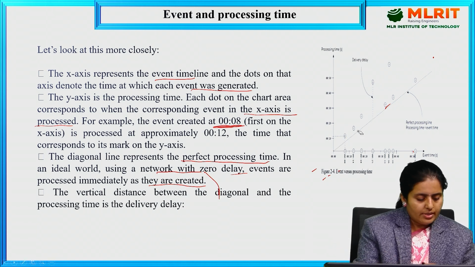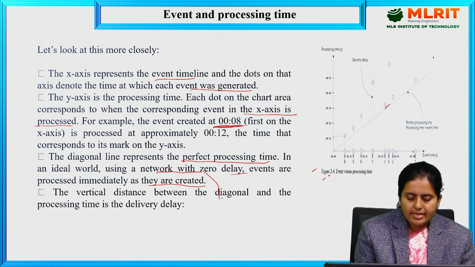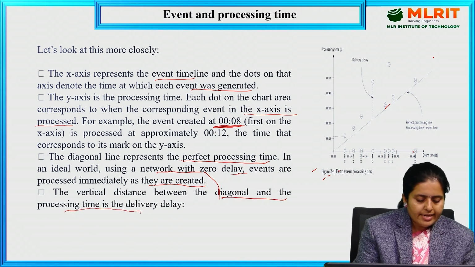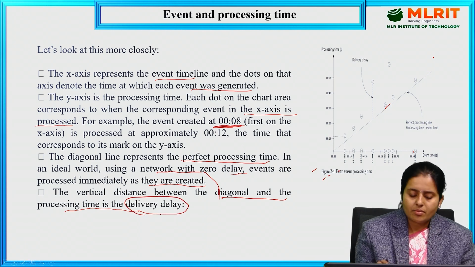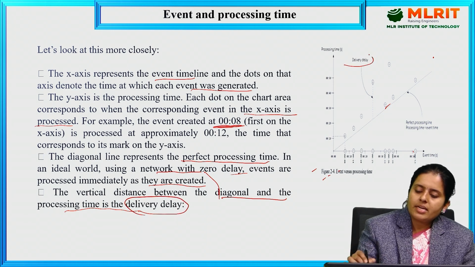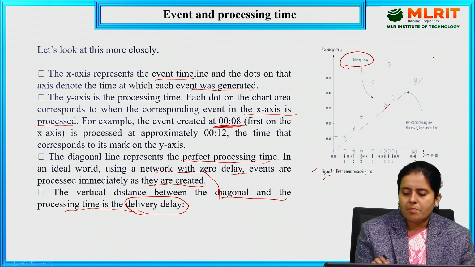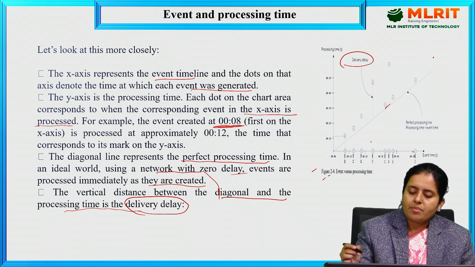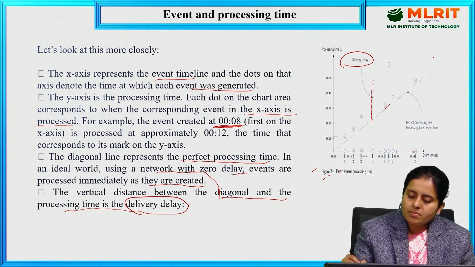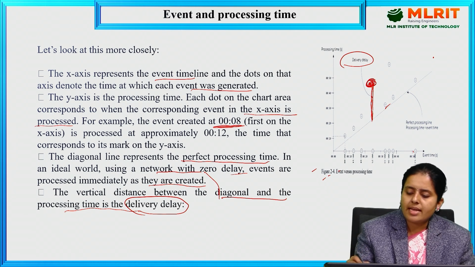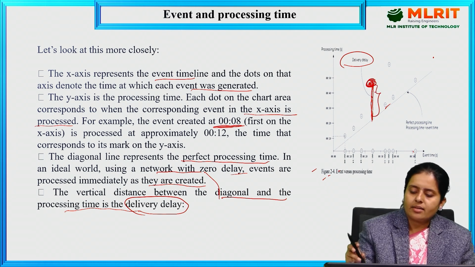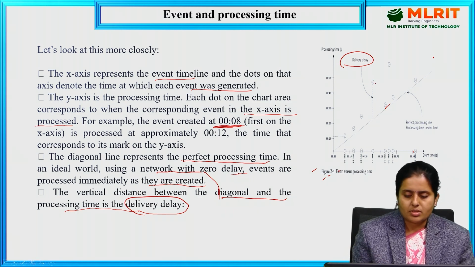Next, the vertical distance between the diagonal and the processing time is the delivery delay. Here another factor is delivery delay. How much delay has happened between the generated time and the processing time, we can calculate from the perfect processing time to the point where that particular event was processed. So this gap is the delivery delay. This much delay has happened with respect to processing.